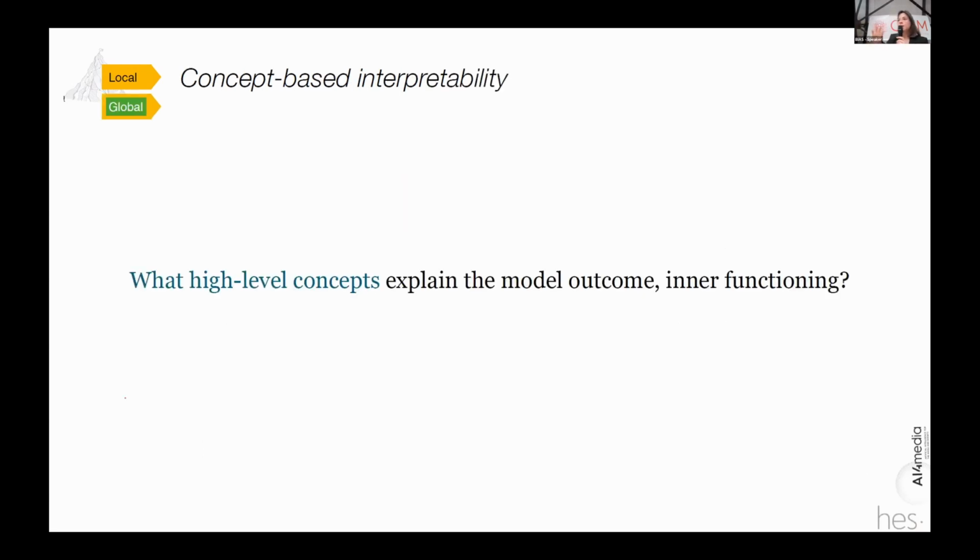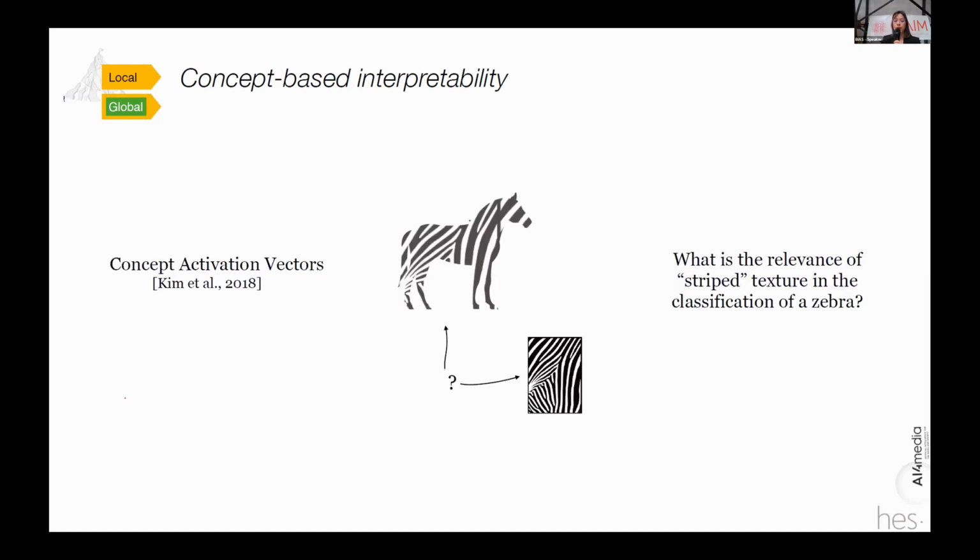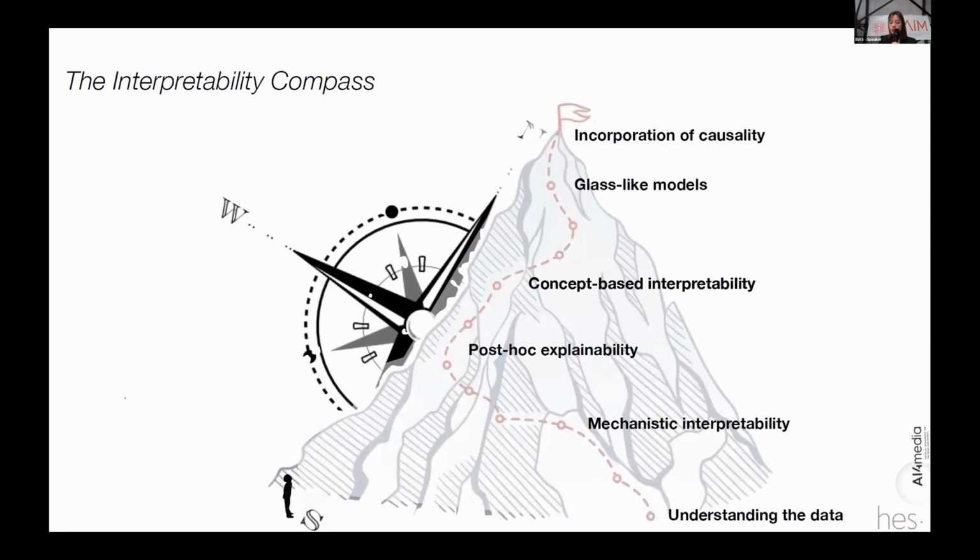And so with concept-based interpretability, you can structure your data into high-level concepts that are easier to understand by physicians, for example, or by domain experts. And you can try to estimate what's the impact of those concepts on the prediction. This translates into, for example, asking what is the relevance of stripe texture when you are classifying a zebra. That's what distinguishes a zebra from a horse in the end, right? So it must be very relevant.